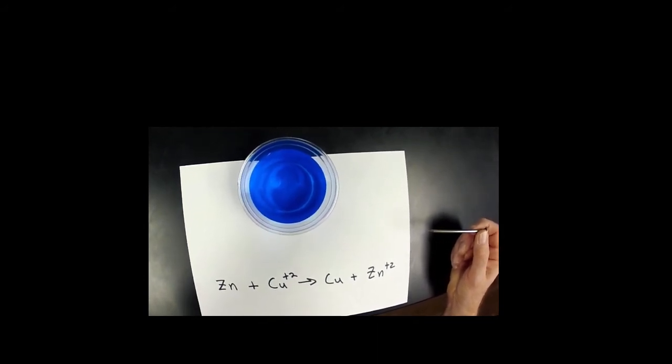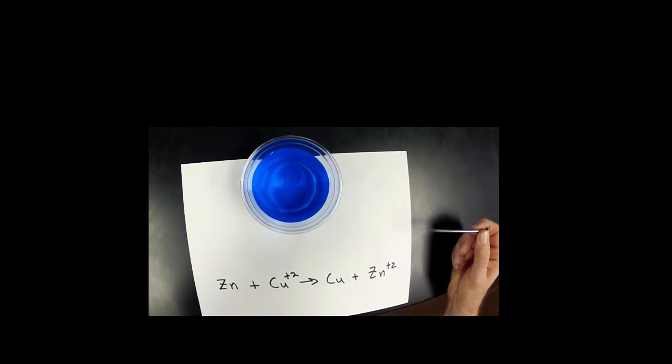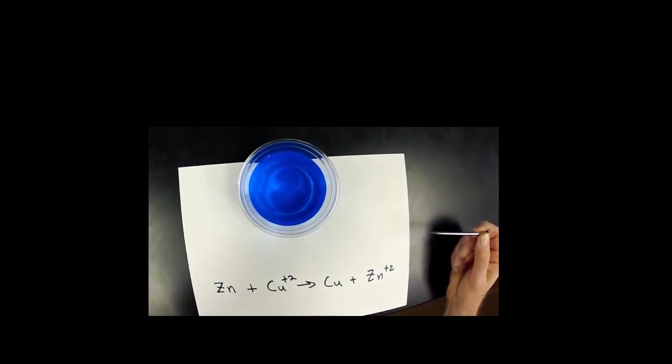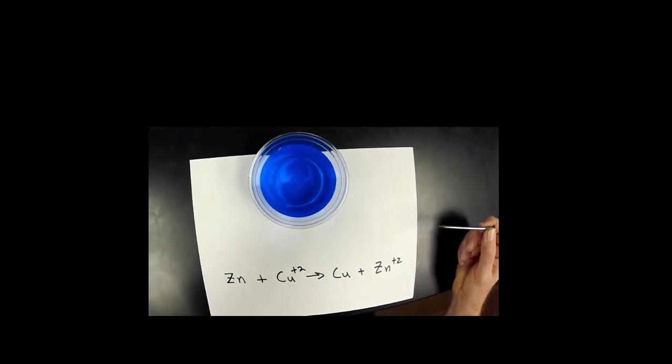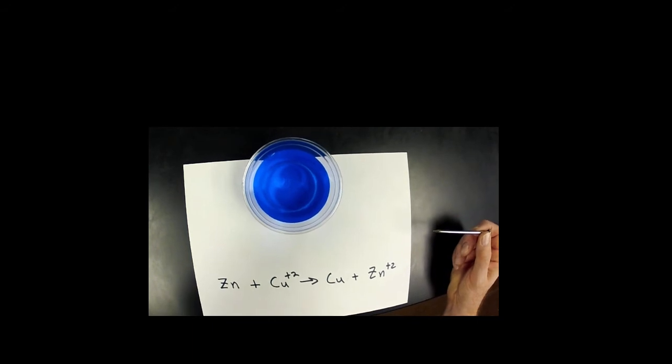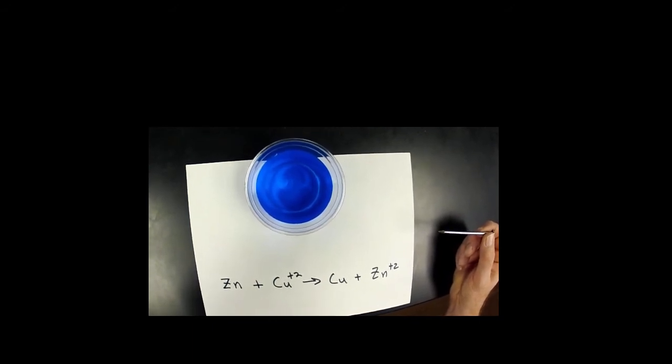Now, I show the reaction written schematically next to the cup that you can see that it's got a blue solution in it. The solution is actually 1 molar copper sulfate. Copper sulfate is soluble, so we're looking at a solution that has free copper ions in it and sulfate ions.